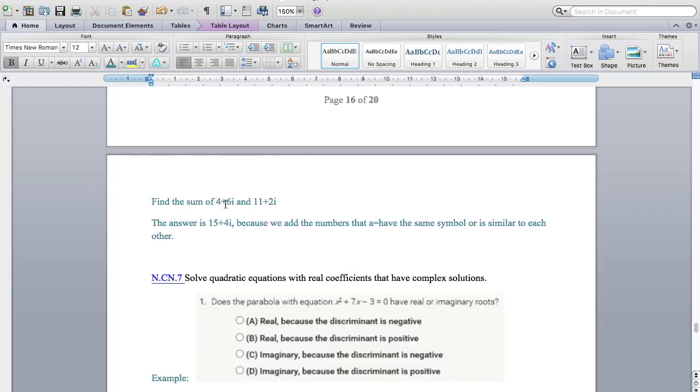And here's an example. Find the sum of 4 plus 6i and 11 plus 2i. So for both of these, we use the adding skills. 4 plus 11, we add the things that are in common. 4 plus 11, 6i plus 2i. Then leave the i with the things that are common.